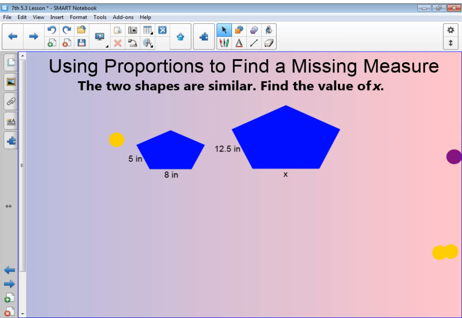Okay, so I want you to try this one. So go ahead, pause your video and work your way through this one. Once again, either matching congruent sides or corresponding sides, or setting up your ratio with the same figure.